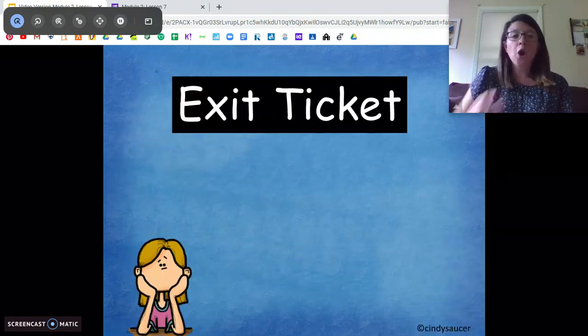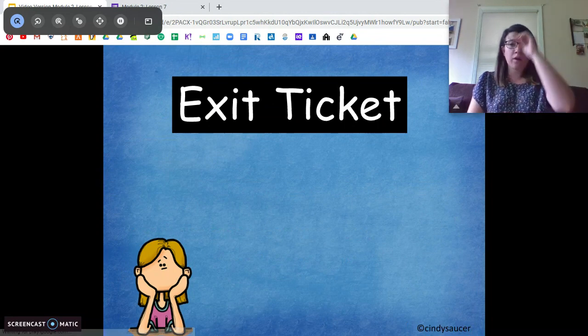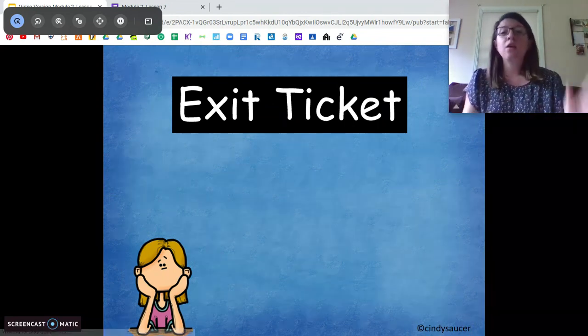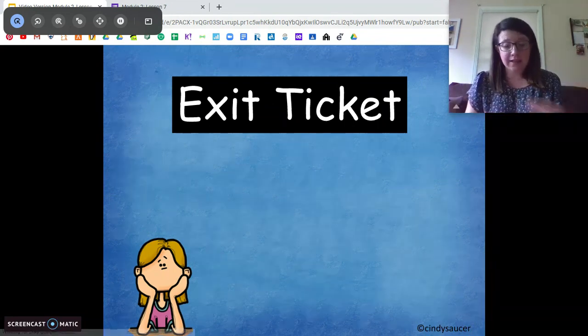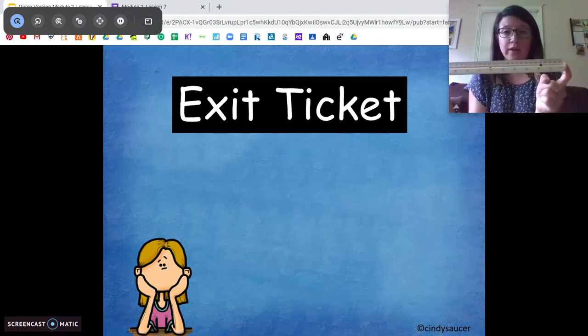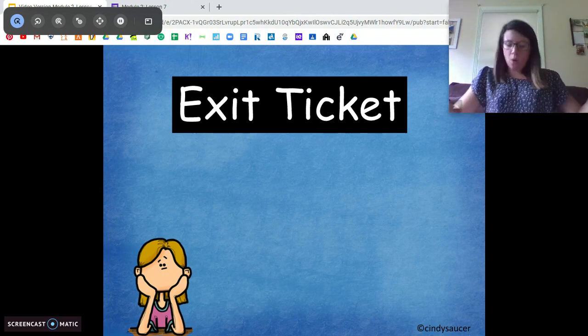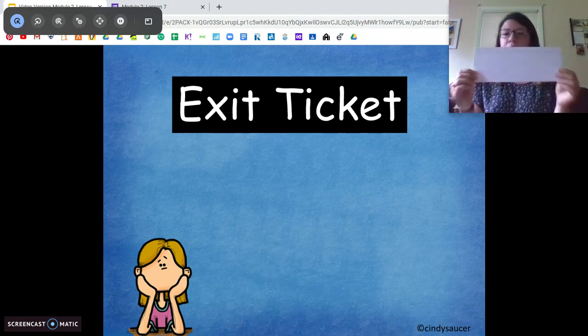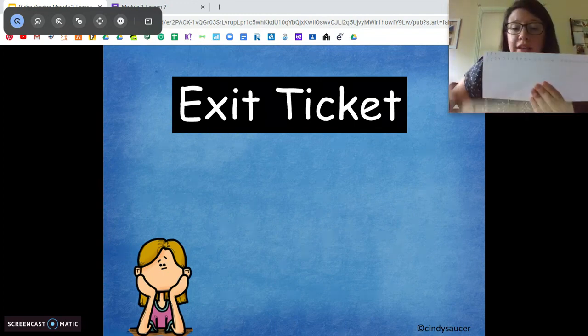Awesome. Okay, so I'm excited for our exit ticket today. What you're going to need is a ruler. You can use a ruler like this if you have one at home. Don't go out and buy one. Or, remember a couple lessons ago we made this ruler? You can use either one.